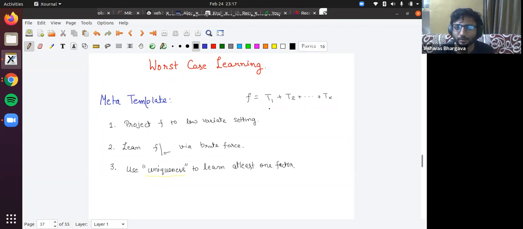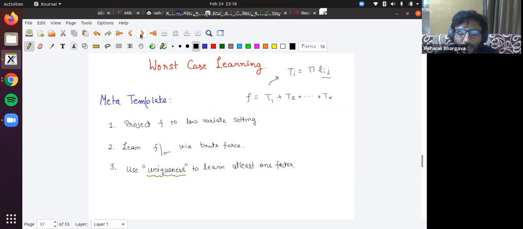By one factor, let's just think of these TIs as sums of products of linear forms for now, so TI being a product of Lij's. You can also think of it as sums of products of sparse polynomials, which will correspond to depth 4 learning. But right now, let's just look at this one. So this is the meta template. Try to get your hands on at least one of the LIs. If you get one of the LIs, then we can do something. Again, there is this underlying uniqueness which pops up here as well.